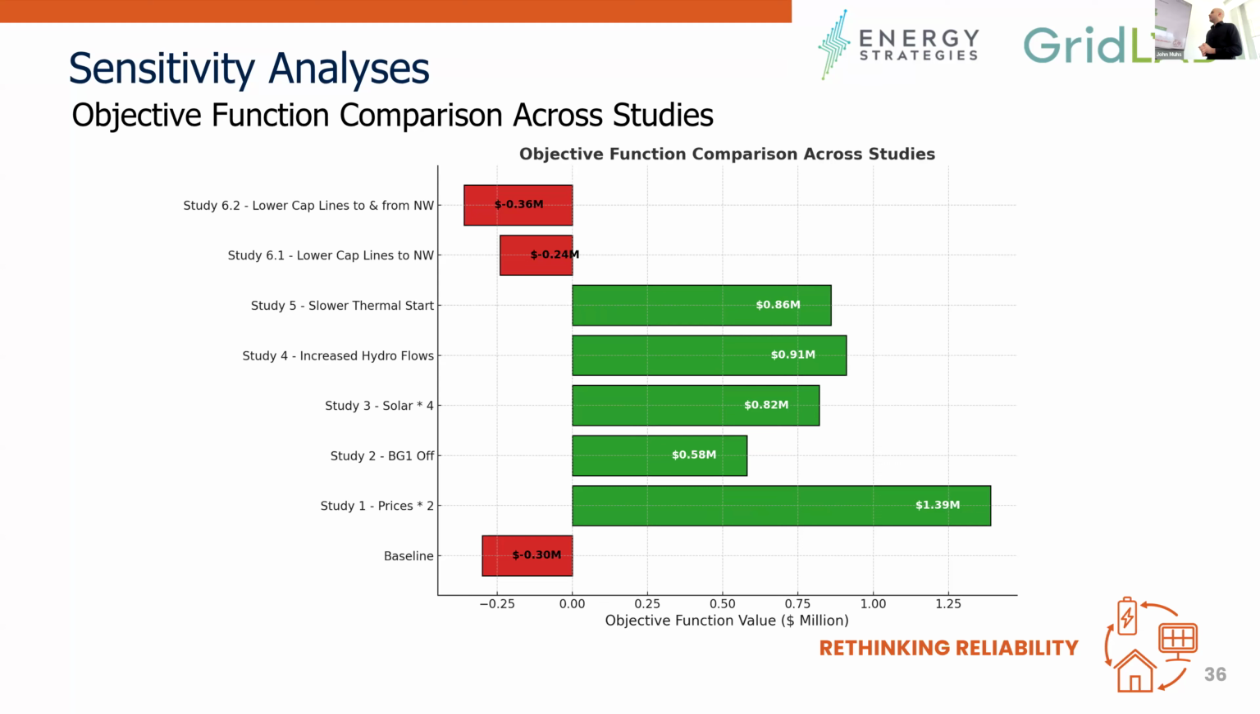Then we have slower thermal start. In this study, although we have more generation out of thermal units, because the system is more constrained, it's not as flexible as study 4 to buy and sell power. So that's why you see a slight decrease in the objective function for study 5. And then study 6.1, we cannot export power to Northwestern because of the limitation on the line capacities. So huge drop in the system value. And then for 6.2, again, we see even more drop for the system value.